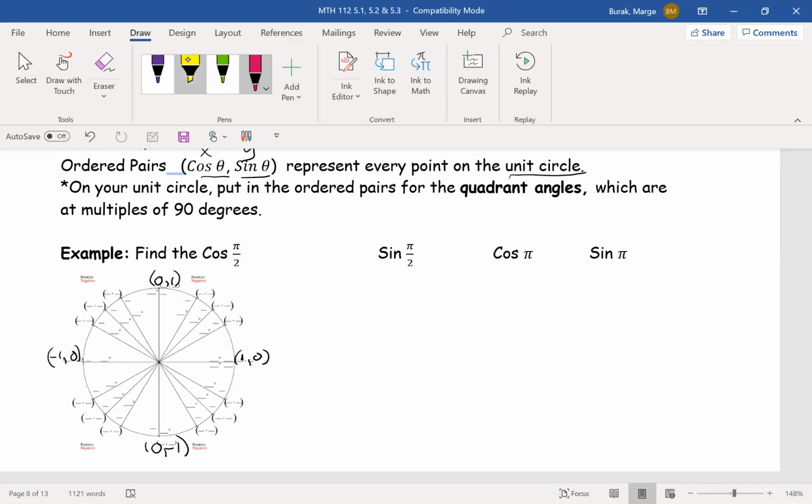Now, what I need to do is find the cosine of pi over 2. So you go to pi over 2, which is straight up right here.